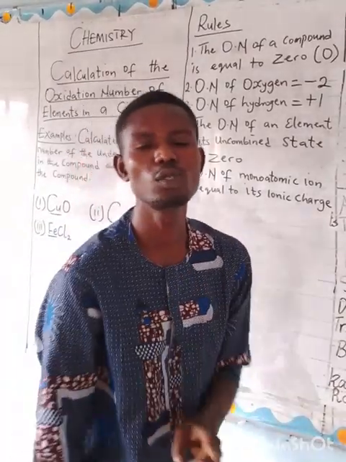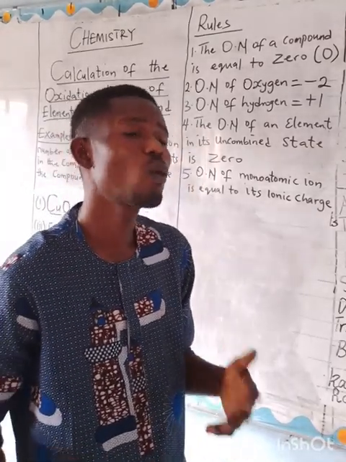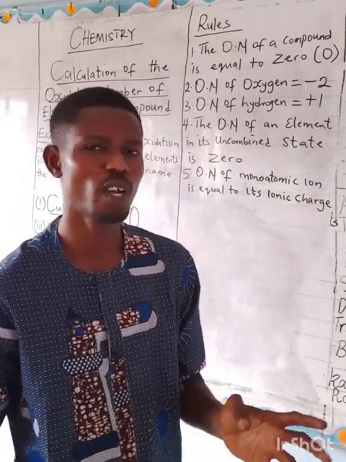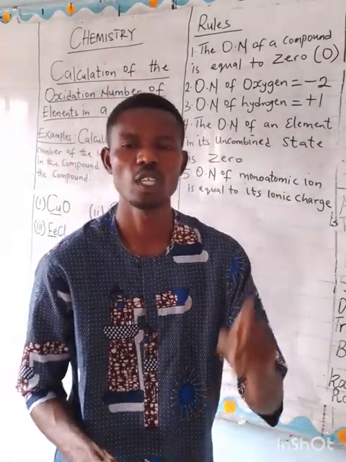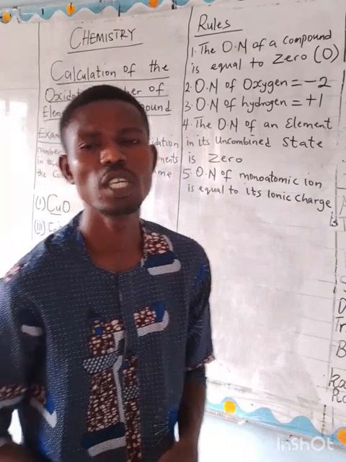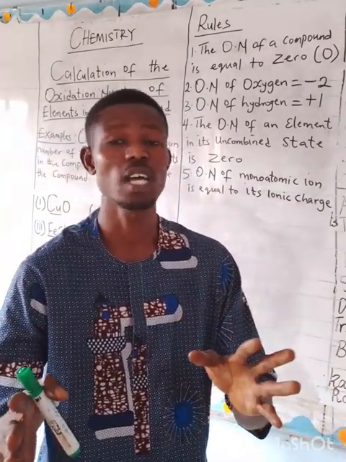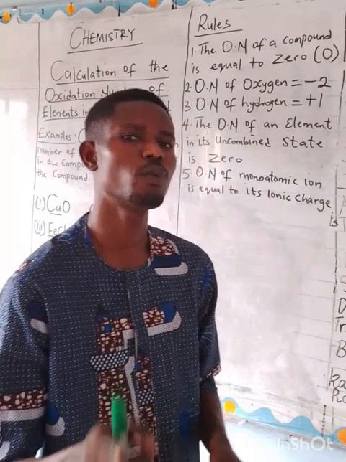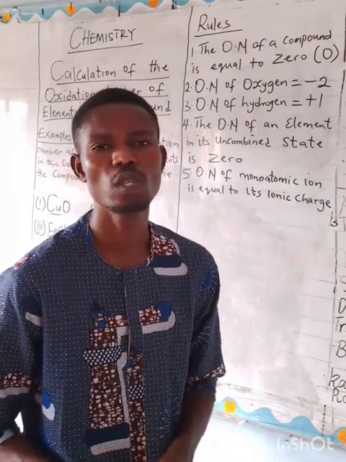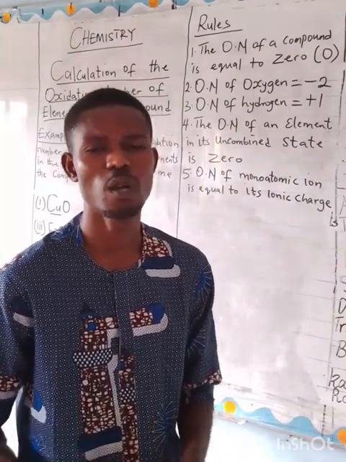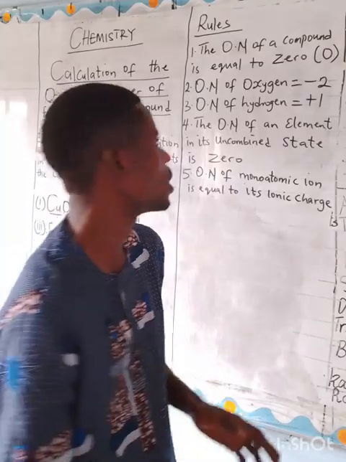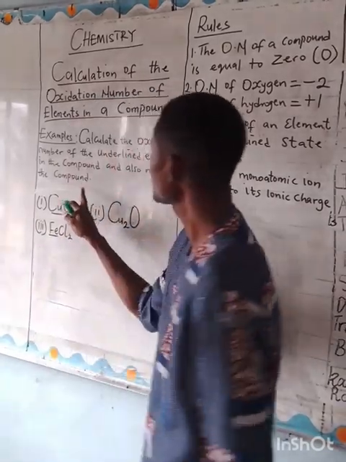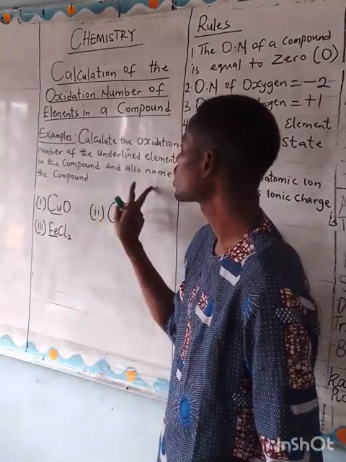I have told you that there are old ways of naming compounds, but generally now we have what we call IUPAC nomenclature. I stands for International, U stands for Union, and PAC, that's Pure and Applied Chemistry. That's International Union of Pure and Applied Chemistry. So there is a standard for naming compounds. Okay, so let's go now. Calculate the oxidation number of the underlined elements in the compound and also name the compound.